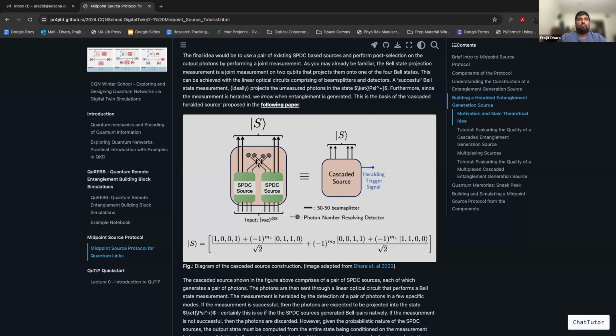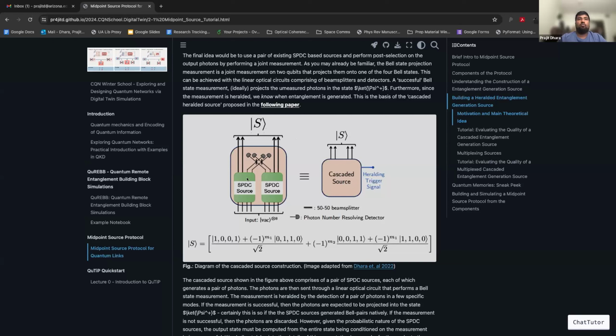But if I consider two of the SPDC-based polarization entanglement sources given previously, and I perform this joint measurement between them, we expect that, if I have a Bell pair here, and only if I have a Bell pair here, will I get a state S, which, if my Bell state projection succeeds, is going to also be a Bell pair.